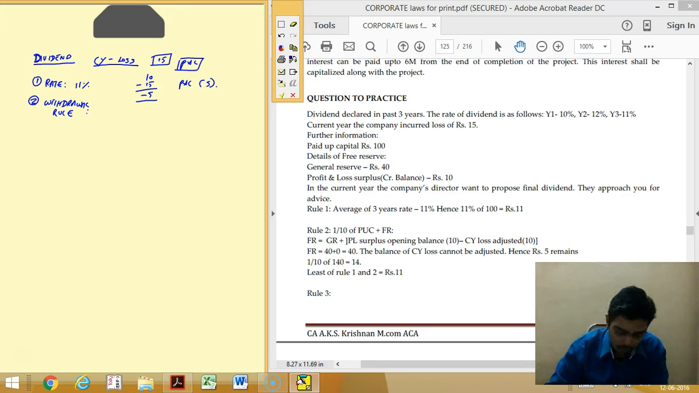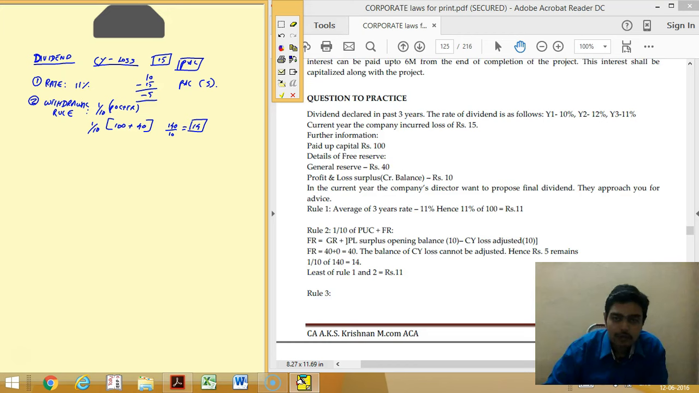So how much we can withdraw? 1/10 of paid up capital and free reserves. 1/10 of paid up capital, 100, plus free reserve is 40. Because the negative 5 should not be adjusted. So 1/10 of 140 is equal to 14.